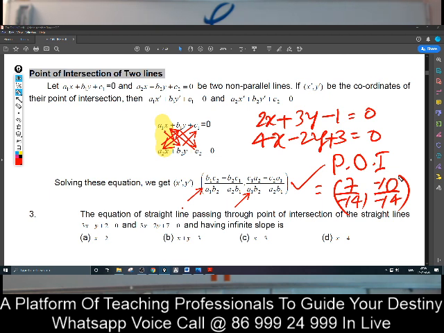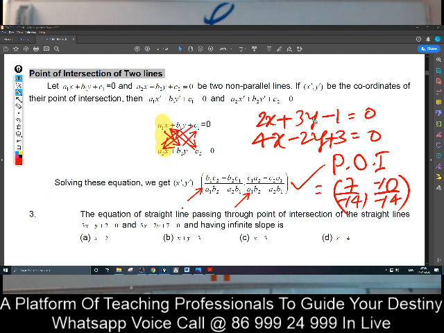See what I did. I have written this point of intersection within one step. I have taken the example, and that is the reason why I have taken this concept. B1 C2 minus B2 C1 by A1 B2 minus A2 B1, C1 A2 minus C2 A1 by A1 B2 minus A2 B1. How to remember?